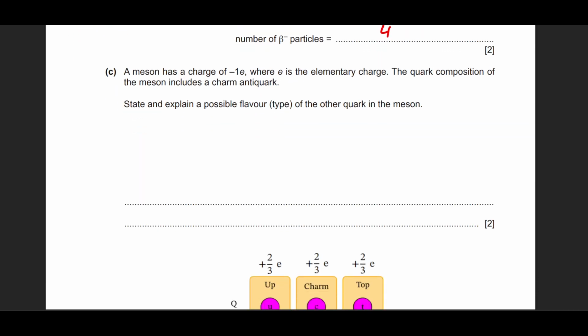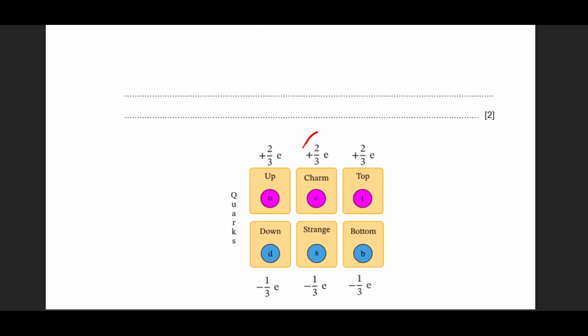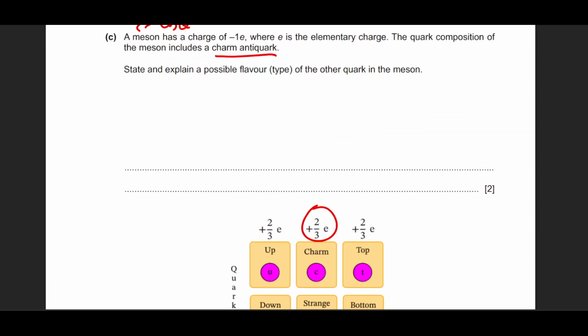Okay, all right. Next question: he says that there is a meson with charge of -1. Mesons are those particles that have a quark and an antiquark. He says the quark composition of the meson includes a charm antiquark. Now, the charge on the charm quark, as in this table, is +2/3. So it's a charm antiquark, which means it will be negative 2/3 e plus something x equals the overall charge of -1e. So you take this over there, and the unknown charge equals -1/3e.